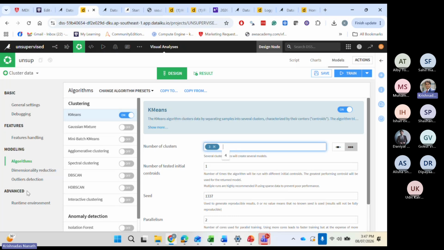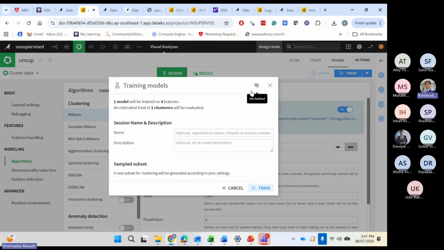What else? I don't think anything else is required. Let's click on save. Let's click on train and give a name to this as trial 1.